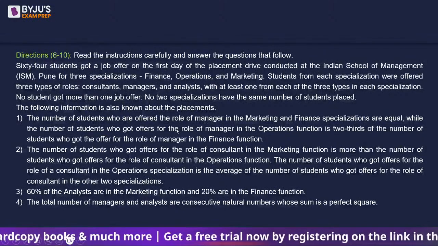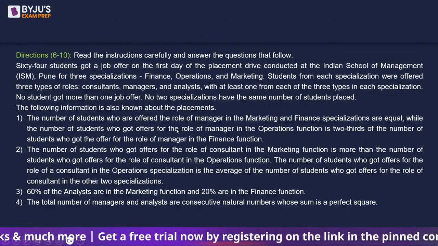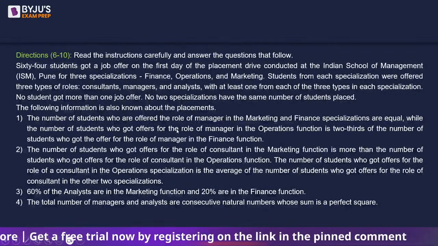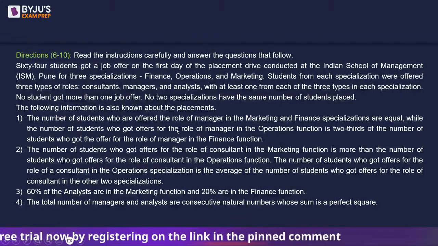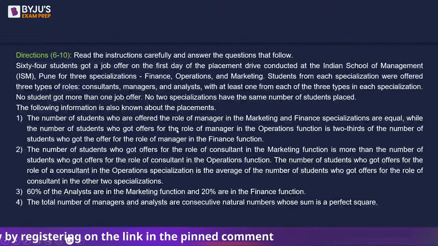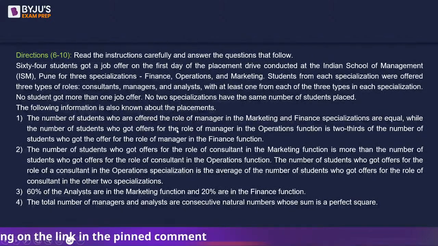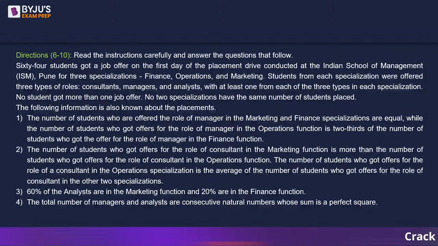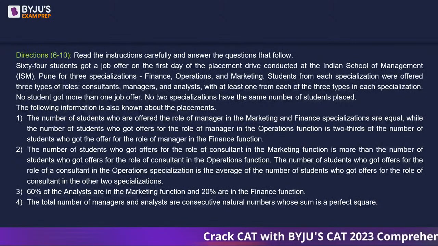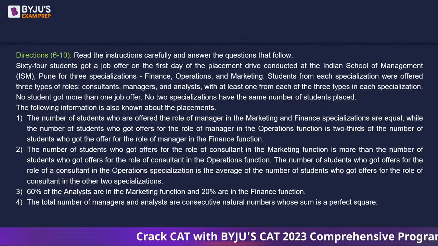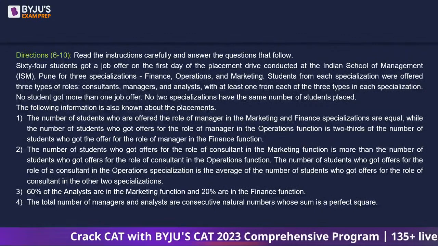64 students got a job offer on the first day of the placement drive conducted at the ISM, Pune for 3 specializations, finance, operations and marketing. Students from each specialization were offered 3 types of roles, consultants, managers and analysts, with at least one from each of the 3 types in each specialization. No student got more than one job offer and no 2 specializations have the same number of students placed. The following information is also known about the placement.